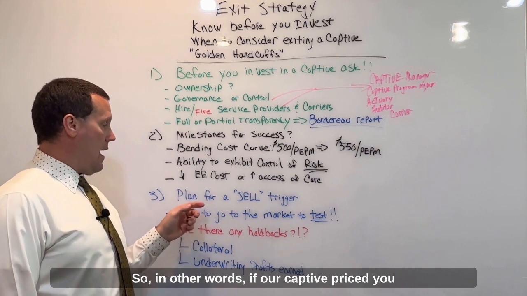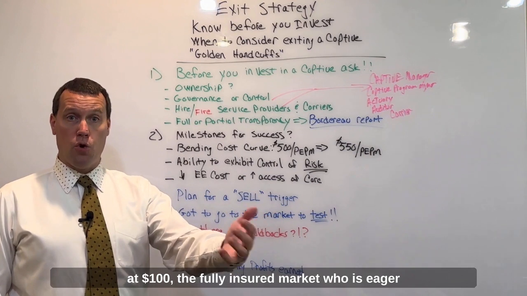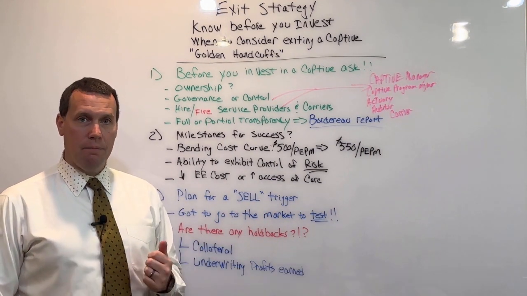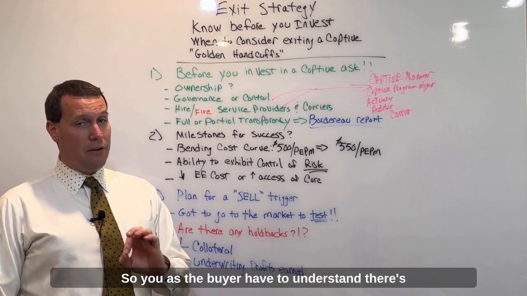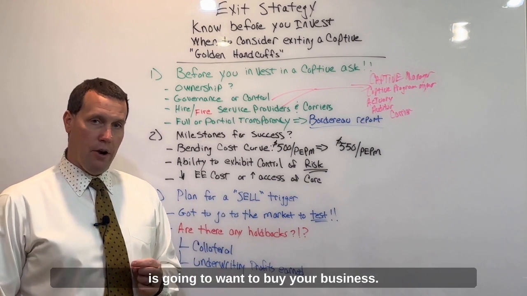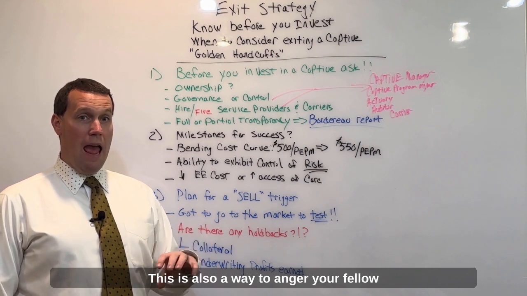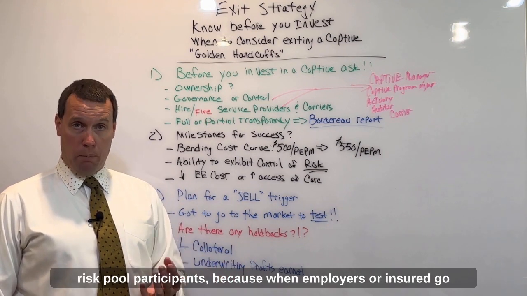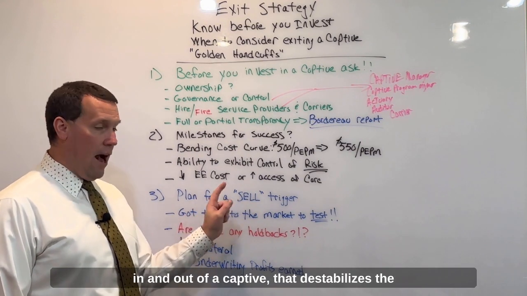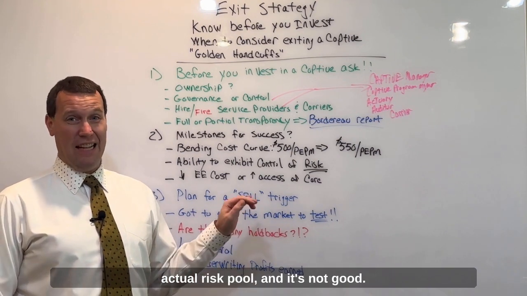So in other words, if our captive priced you at $100, the fully insured market who is eager to get your business may come in at $90. So you as the buyer have to understand there's going to be a certain element that the carrier is going to want to buy your business. This is also a way to anger your fellow risk pool participants, because when employers or insureds go in and out of a captive, that destabilizes the actual risk pool, and it's not good.